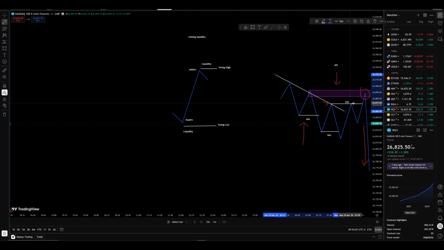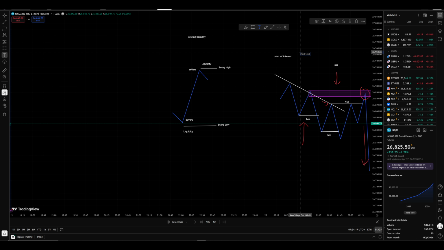Stop those traders out, and usually they run price into what's called a POI. Now, what is a POI? A POI just stands for point of interest. I'll write that out. Points of interest, right? And now what is a point of interest?